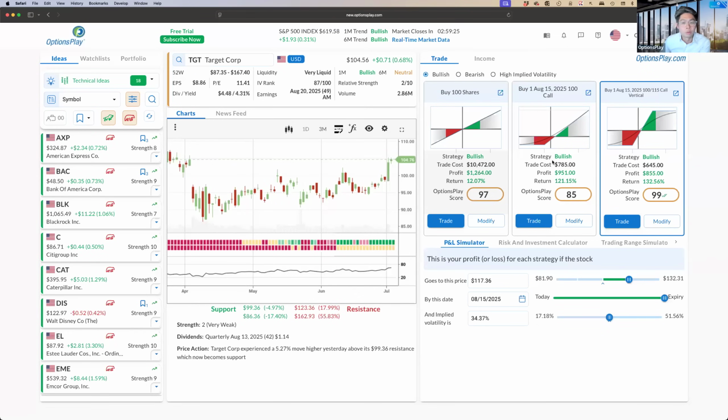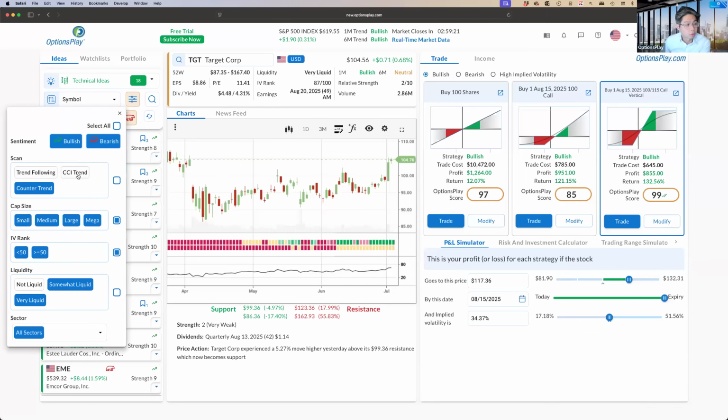Where do you click to find the overbought and oversold stock? So under technical ideas, there's a sort and filter, right? And what we're only looking for are the counter trend trades for this particular setup.